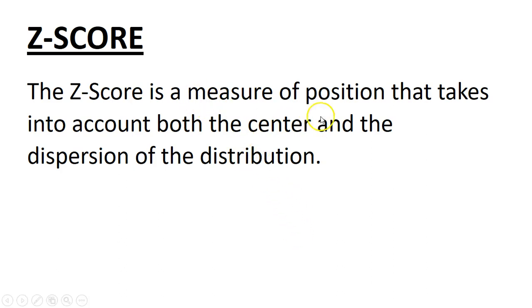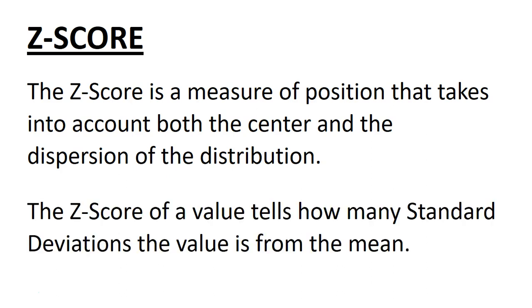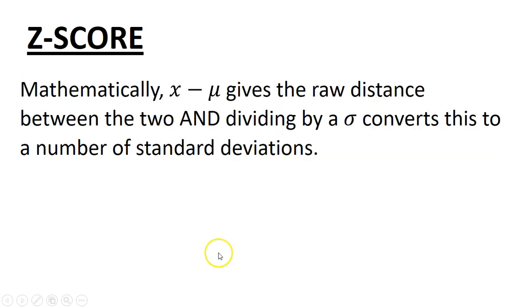We also went over z-score already. Z-score is a measure of position that takes into account both the center and the dispersion of the distribution to figure out how far away a value is, and it kind of classifies all the data so we can compare it much easier. Different units, different measurements, it doesn't matter. We can put it all into the same look with a z-score. And the z-score of a value tells how many standard deviations the value is from the mean, which is what also makes it very crucial and neat here.